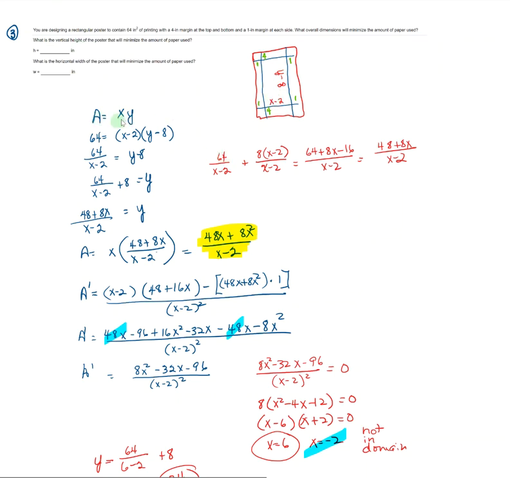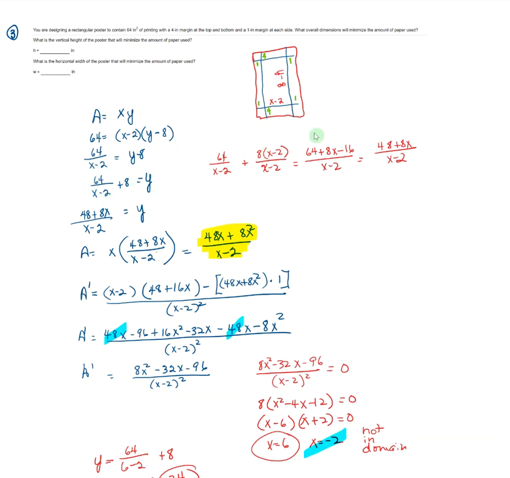So we know that the area that we're talking about is in here. This is where the printing is. So A equals x times y. Our x is actually x minus 2, our y is y minus 8, and that total area that we are limited in is 64. So 64 equals that. Well, let's get that in terms of y. So divide by x minus 2, and then add 8. So this is what y is.